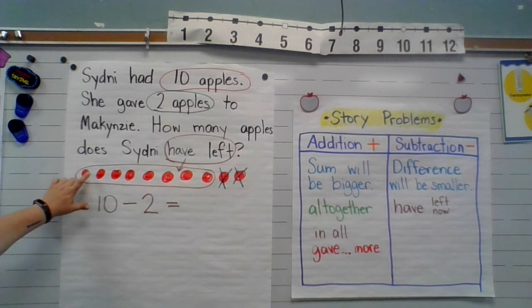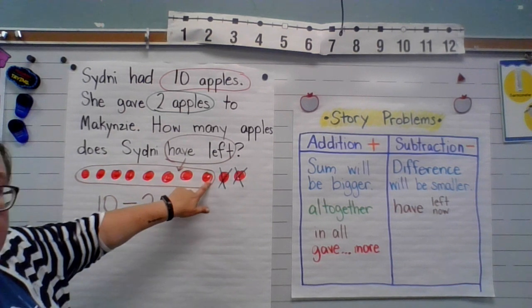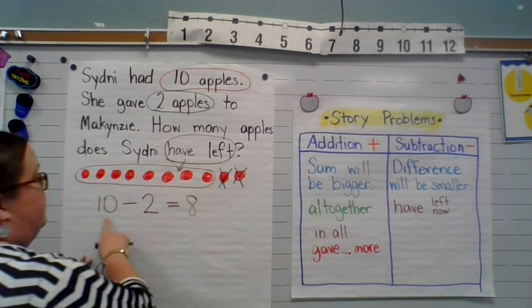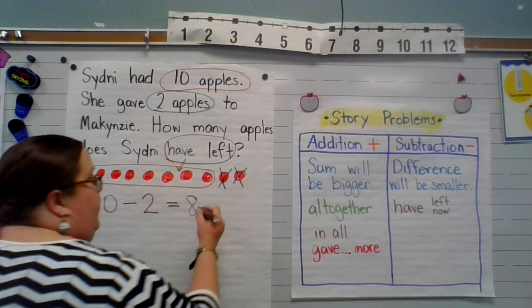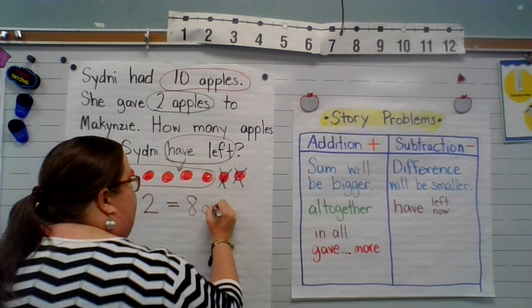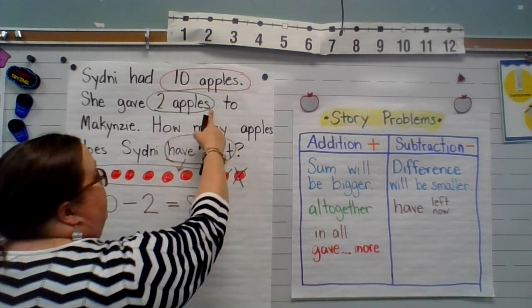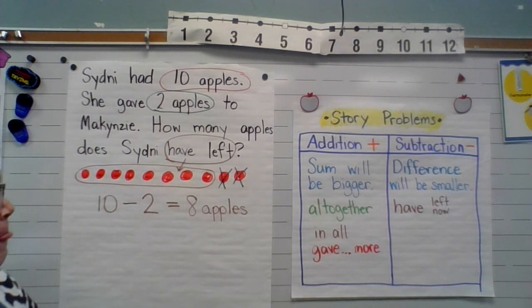Let's count them up. 1, 2, 3, 4, 5, 6, 7, 8. 8. So 10 minus 2 equals 8. Let's put a label with that. Apples, right? I'm not really sure how to spell it. I'm going to look back up here in the story if I forget. Good job.